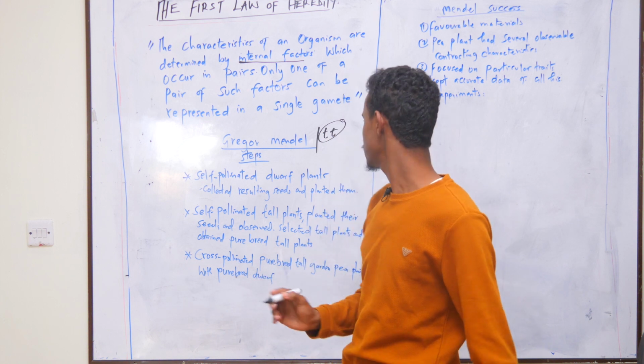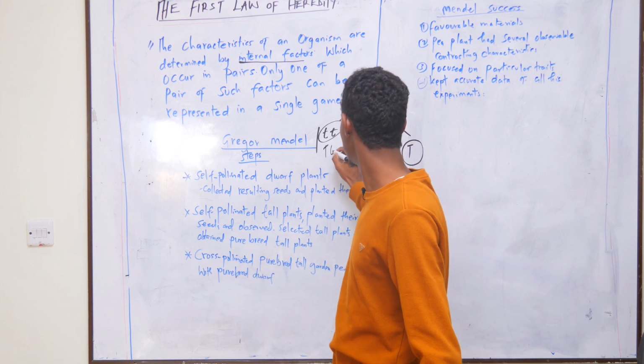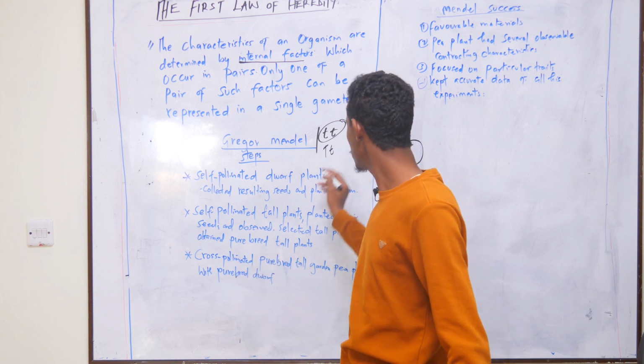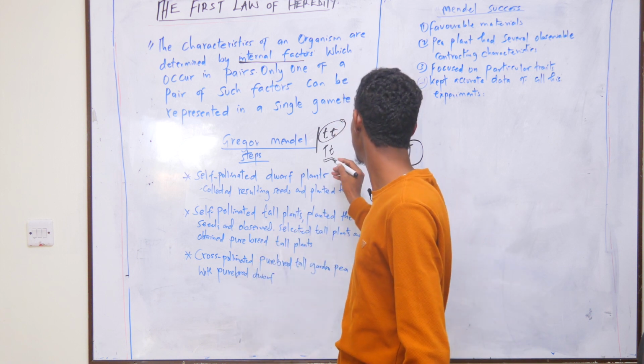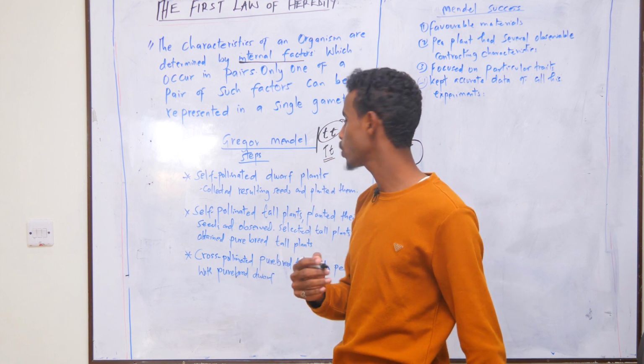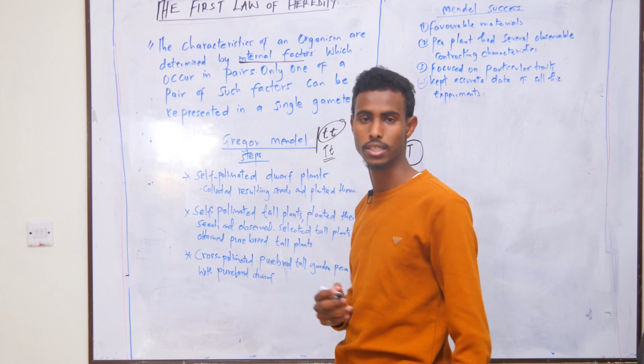But other times, in a case like Tt, this one phenotypically is tall, but genotypically it contains a gene for tallness, as well as a gene for shortness.